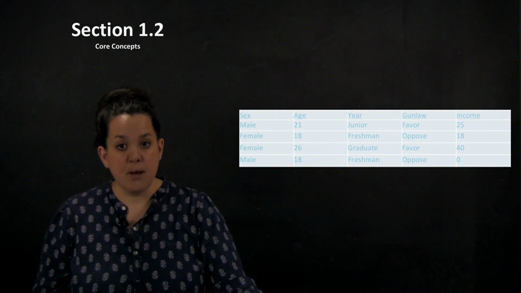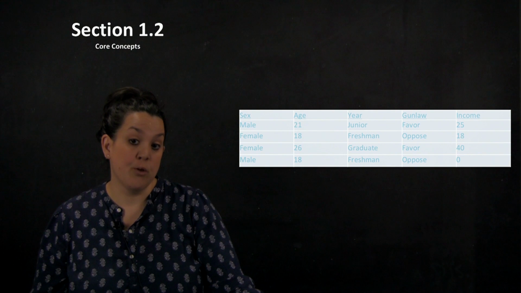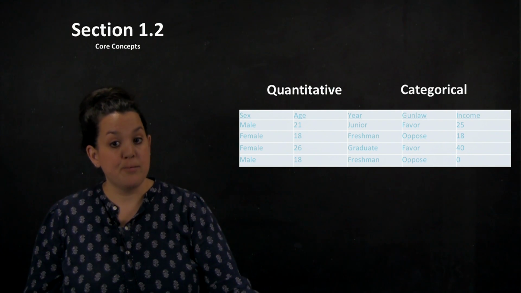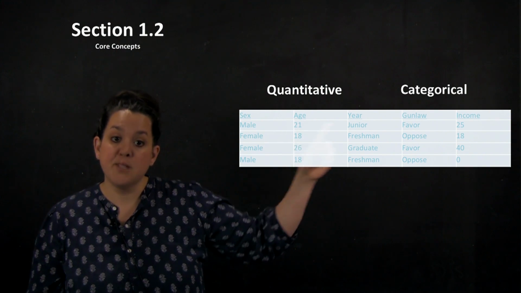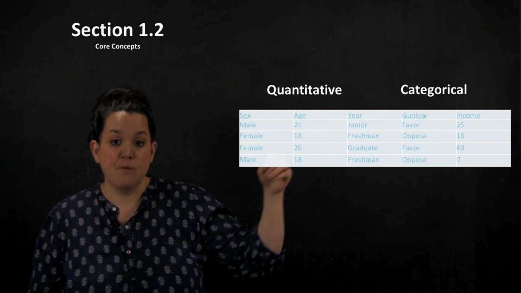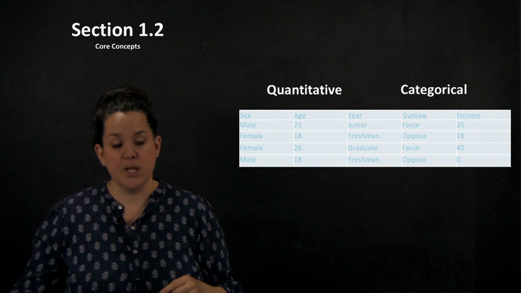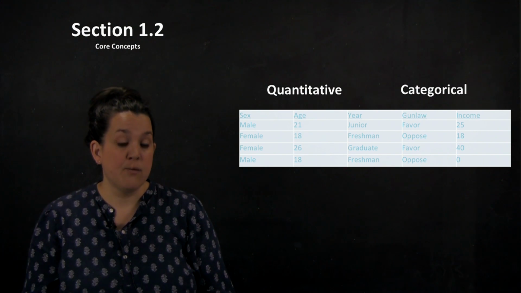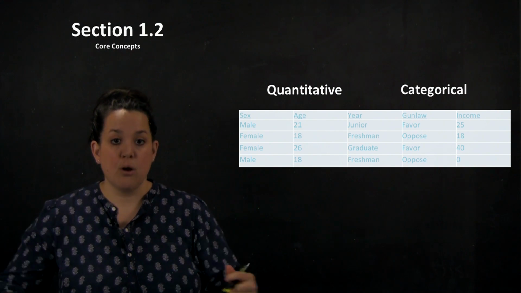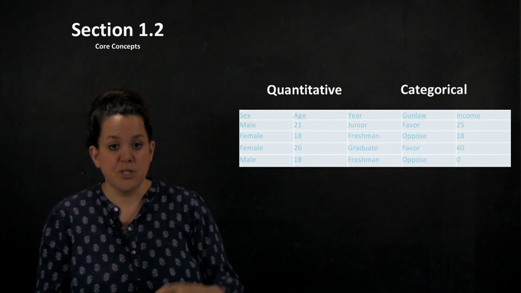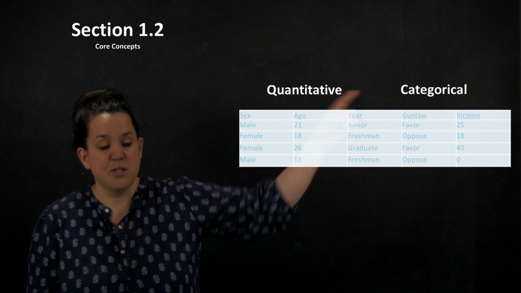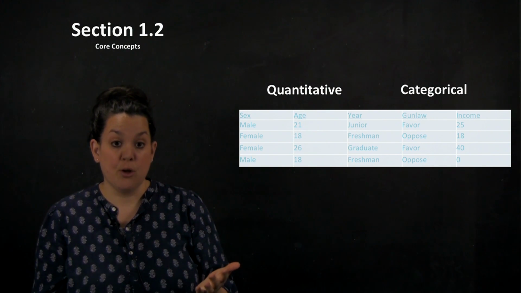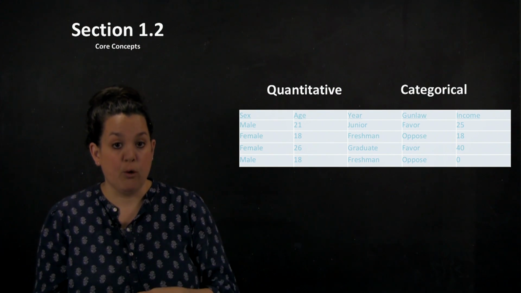Now, the last time we looked at section 1.1, we looked at data and we looked at different variables. So variables, remember, are the columns of a data set, and they're the pieces of information that you have that you're interested in. We can also describe variables as either quantitative or categorical. Now, those are broader terms. There are actually different types of quantitative variables and different types of categorical variables. However, here we're just going to look at very simply quantitative and categorical.